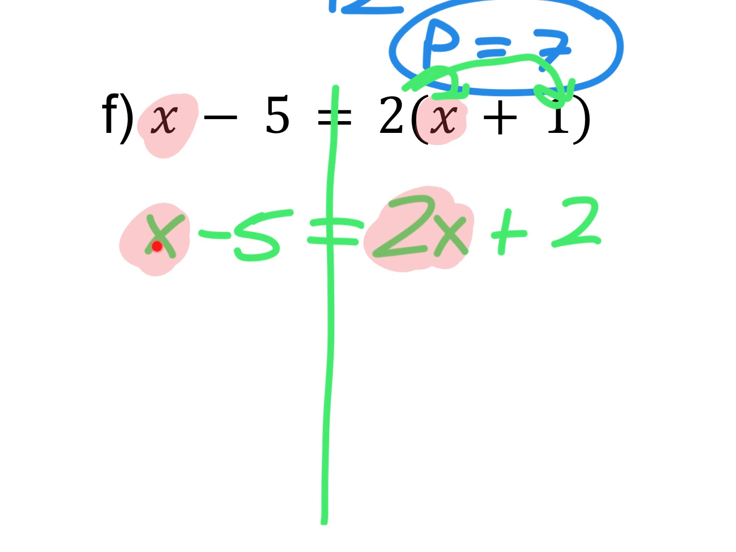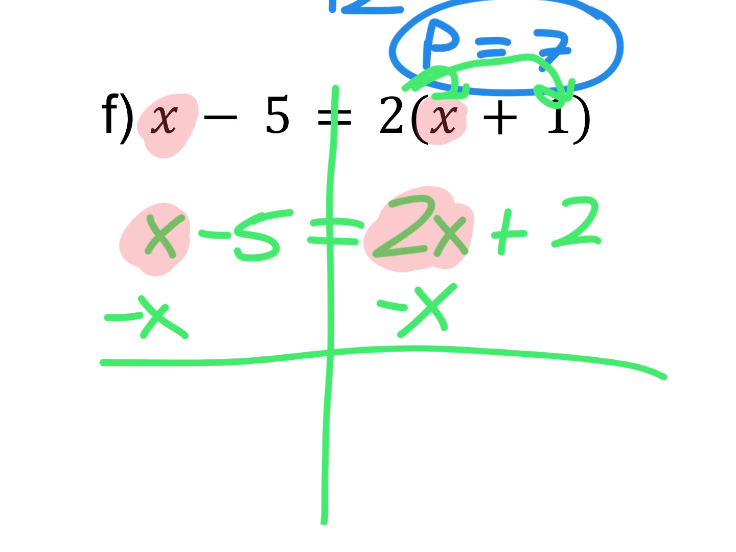So I'm going to subtract x on both sides. So minus x on both sides of the equation. So x minus x on the left side is 0, so I am just left with -5. Keep track of that negative sign. And then on the right side, 2x minus 1x is just x.